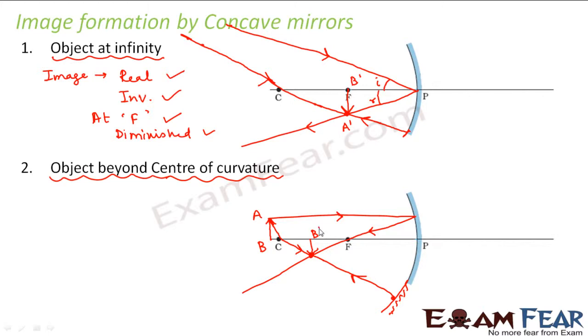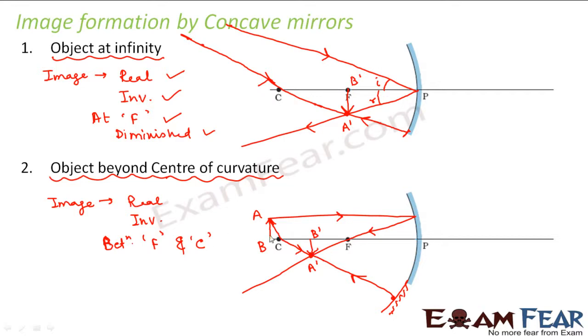So the image again is inverted. So we call it as B dash A dash. So in this case, what can we tell about the image? The image is real because it is formed at a point where the rays actually meet. Again, the image is inverted. What is the location of the image? The image is formed between F and C. That means if the object is located beyond center of curvature, then the image will form between the principal focus and the center of curvature.